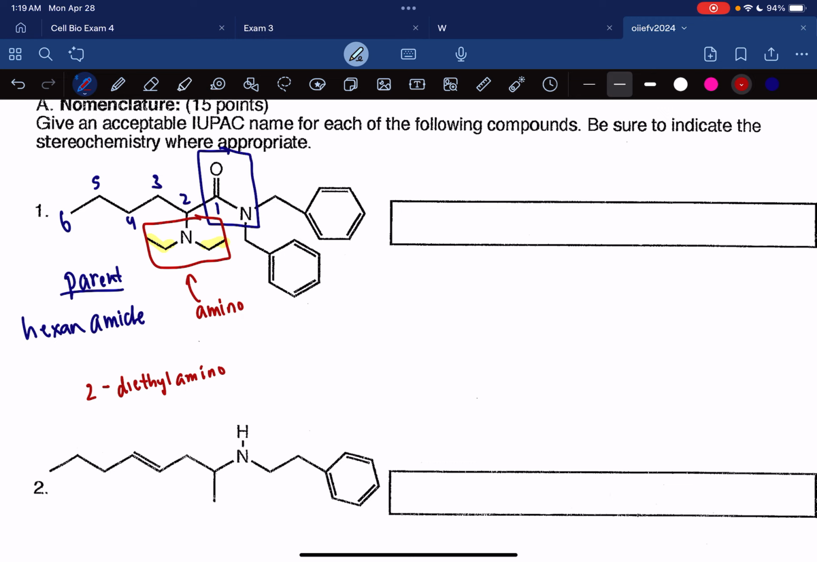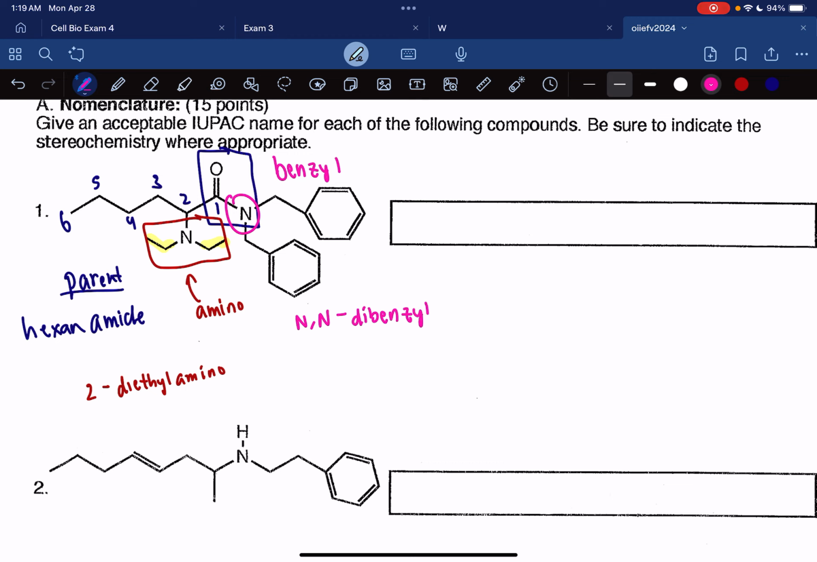And then you need to label the substituents on the actual amide nitrogen. So this functional group and this functional group are both the same. So this here, since it has a carbon in between, this is a benzyl group. And since there's 2 of them, we're going to call that N,N-dibenzyl.